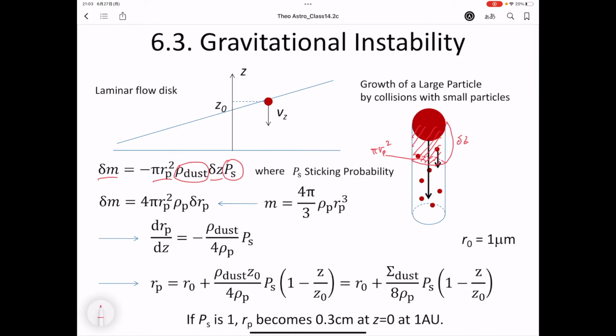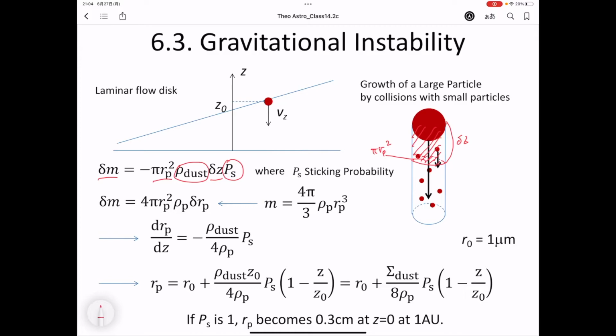So minus delta z becomes a positive quantity, so delta z is a negative quantity. So the increase of the mass can be expressed as minus pi r sub p squared times rho sub dust times delta z times p sub s.